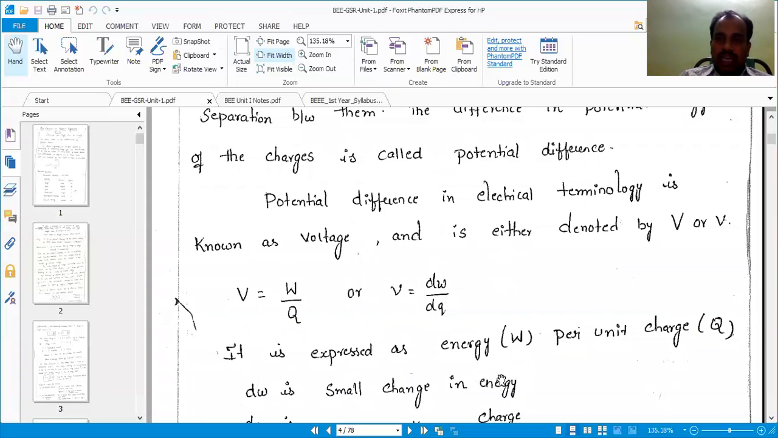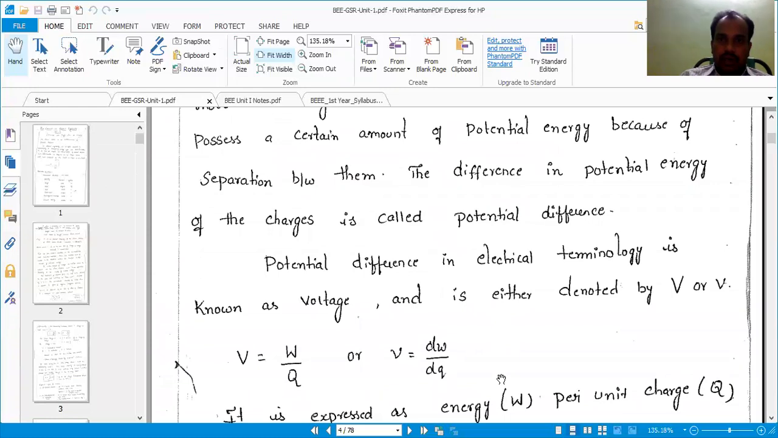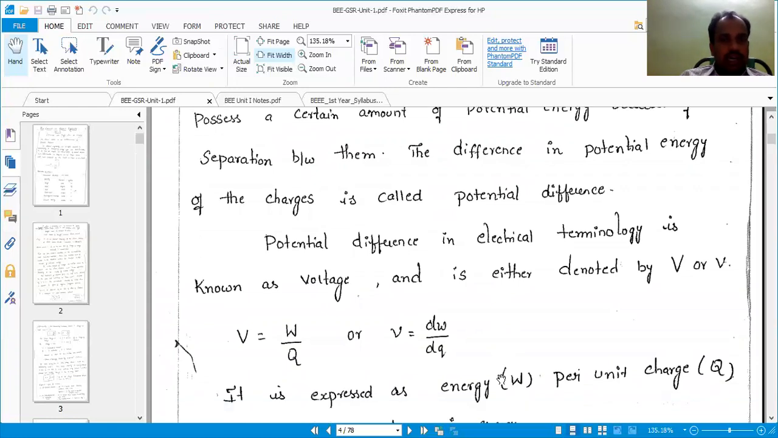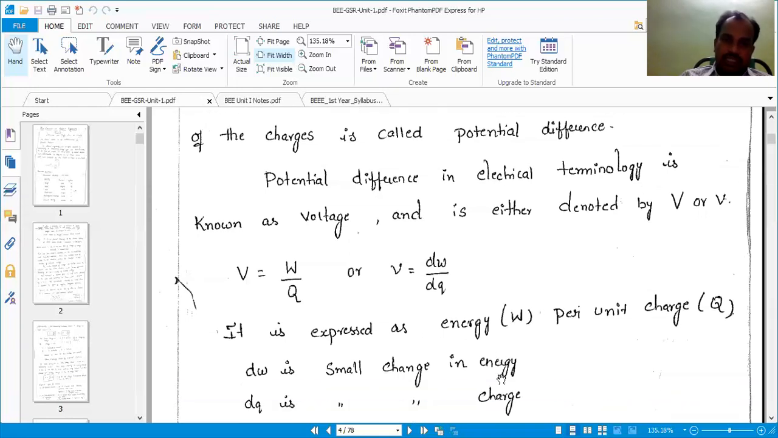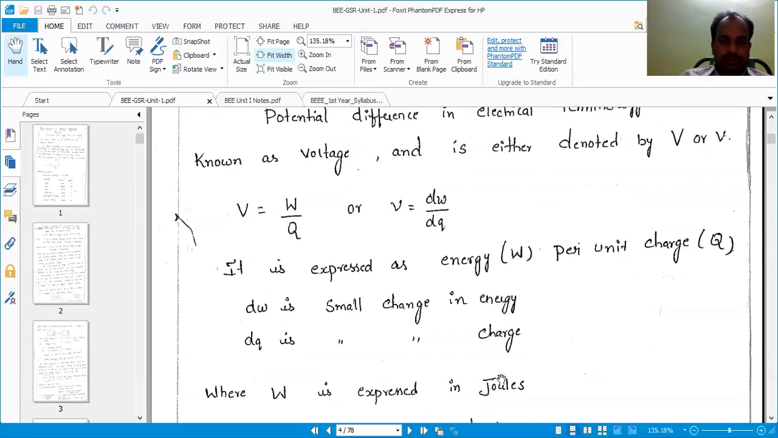It is denoted by capital V or small v. One more definition: the difference in the potential energy of the charges is called potential difference or voltage, that is, energy by charge. One more definition is dW by dq, or W by q. Voltage is equal to energy by charge, dW by dq.